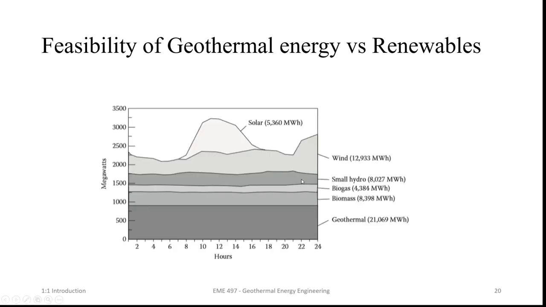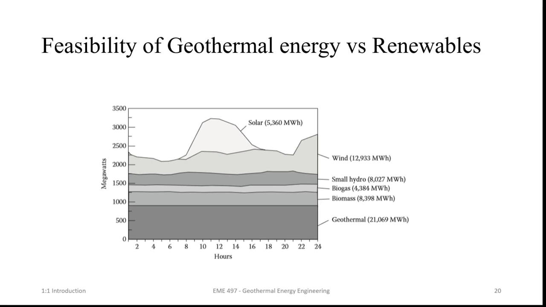They stay at the same level. They never change, just like nuclear power plants. And then you can see that geothermal alone can be equal to the small hydro, biogas, and biomass as well, depending. So it is a big chunk. It's 21,000 megawatts per hour.